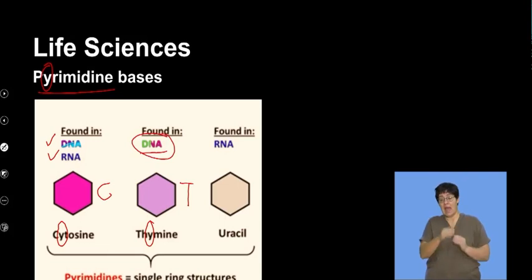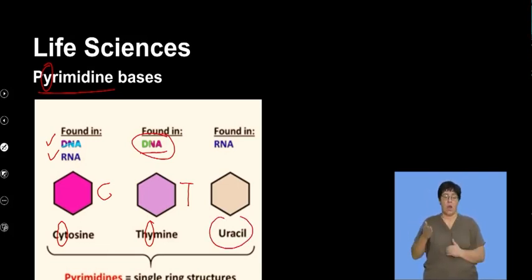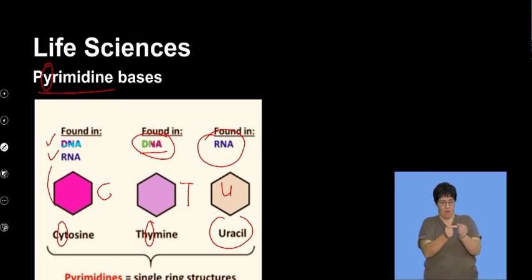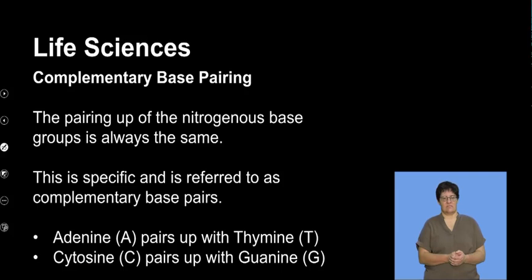In addition to that, we've got uracil, which is a type of nitrogen base which is found exclusively in RNA. And these pyrimidine bases are your single ring structures. As you would have seen here, these are all composed of a single ring structure. So guys, we get to the next concept of complementary base pairs.